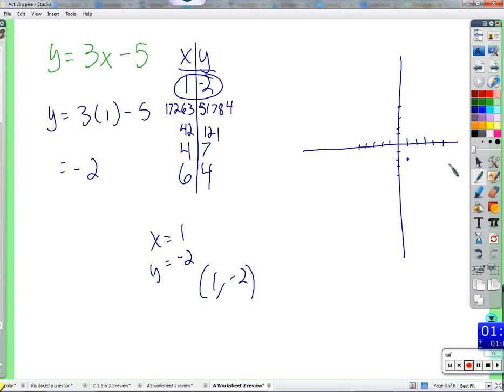Okay. So, 1, negative 2. How about 4, 7? So, 1, 2, 3, 4, that's the input. That's the x. That's what goes in. And then 7 is represented in the vertical direction. So, 1, 2, 3, up to seven. Got two so far. I can go to six. 1, 2, 3, 4, 5, 6. Six goes to four.